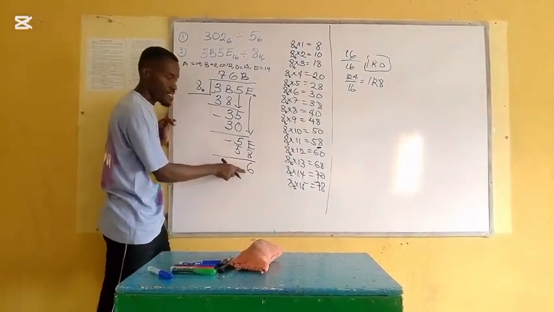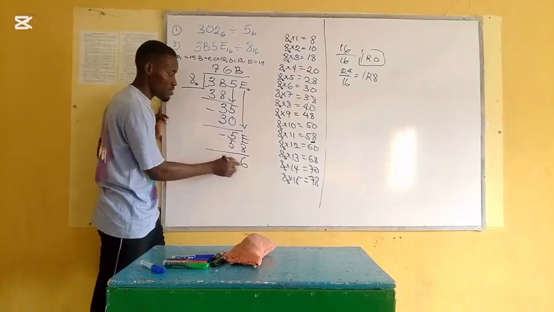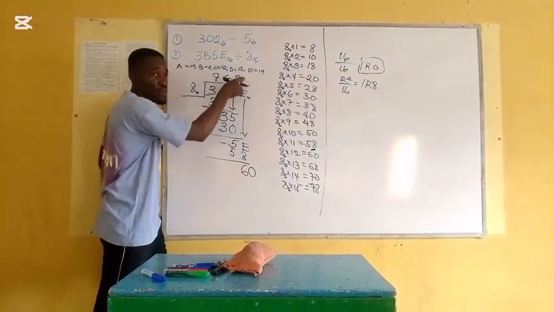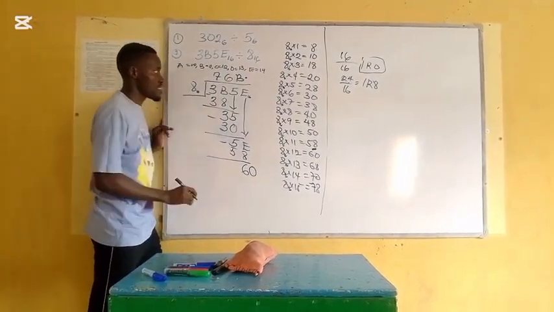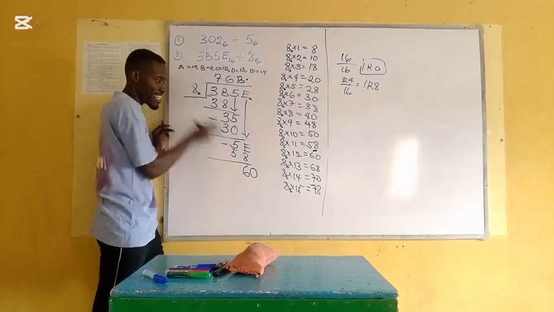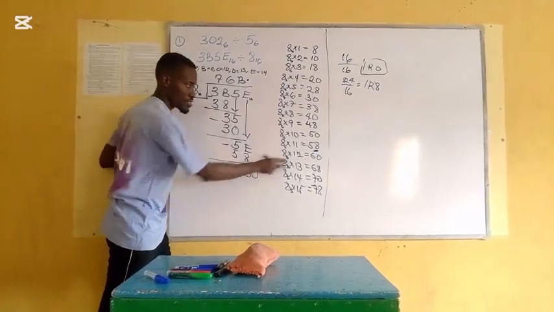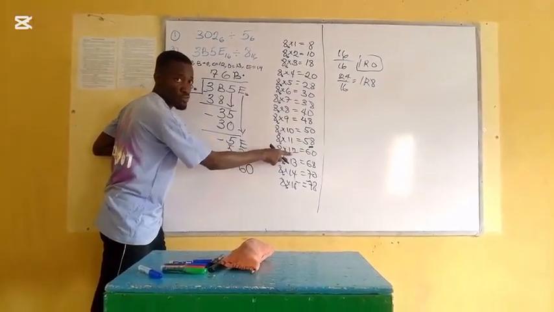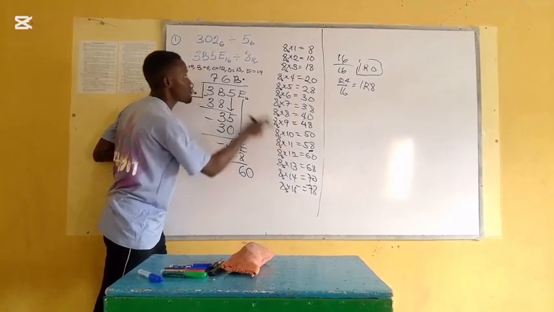8 in 6, not possible. So I add 0. If I add 0, I am going to use a decimal point here, which is this. So I can now go again. My 8 in 60 is what? We have 60 in the division. 8 in 60 is going to be what? 12.